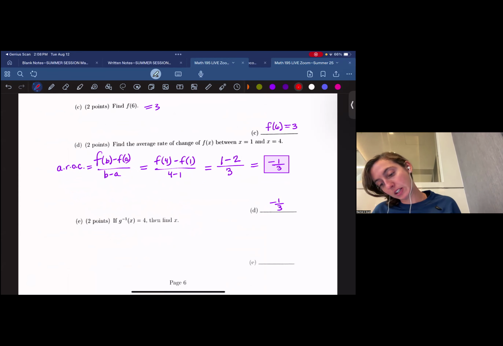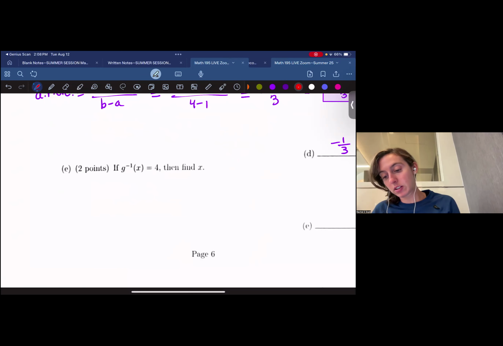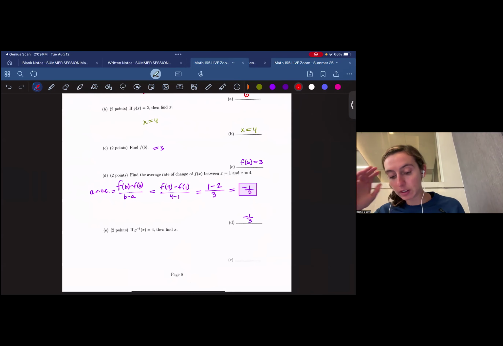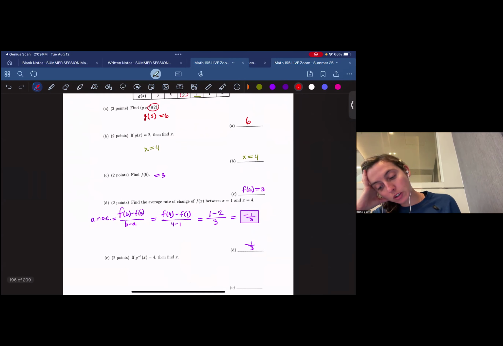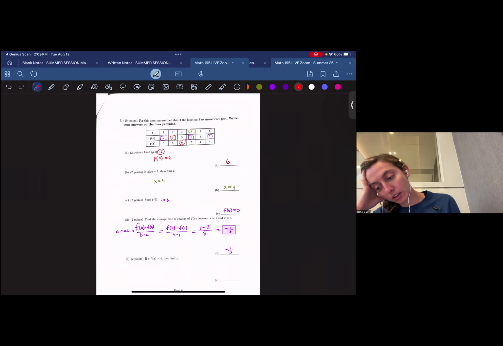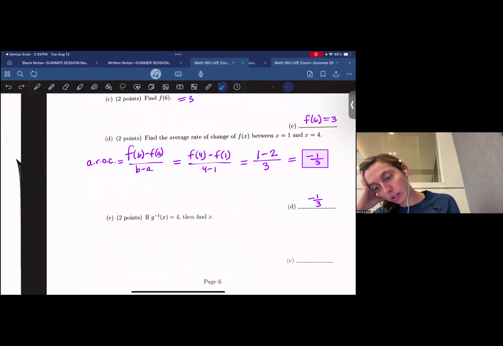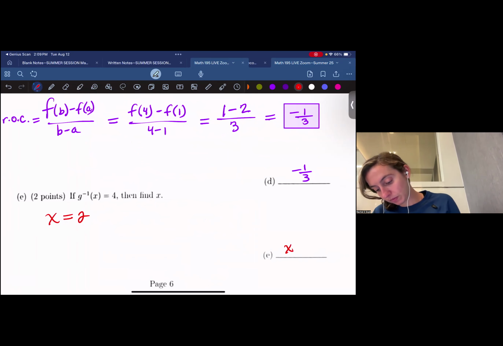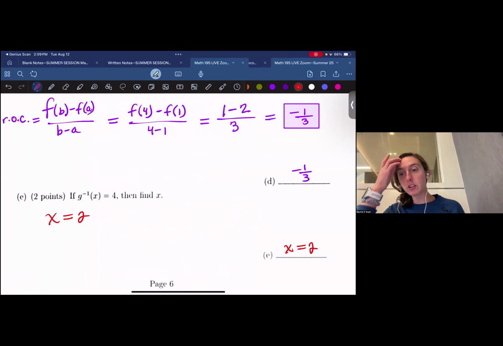And then we have part E. If g inverse of x is 4, then find x. So now, again, your x's and y's are switched when you're dealing with inverse functions. So now we're just essentially looking at, okay, if our input is that 4 value, what's your output for g of x? It's 2. So x equals 2. These types of questions on the exam, if you know how to read your table, you can solve within a few minutes.